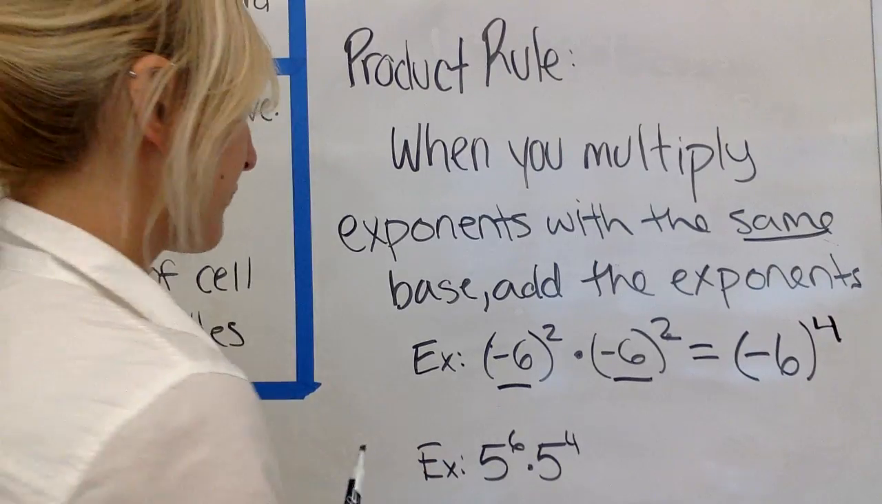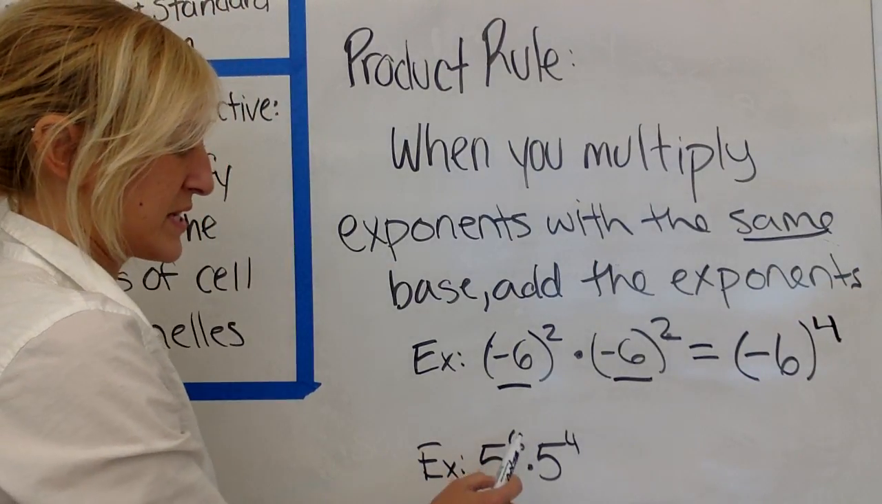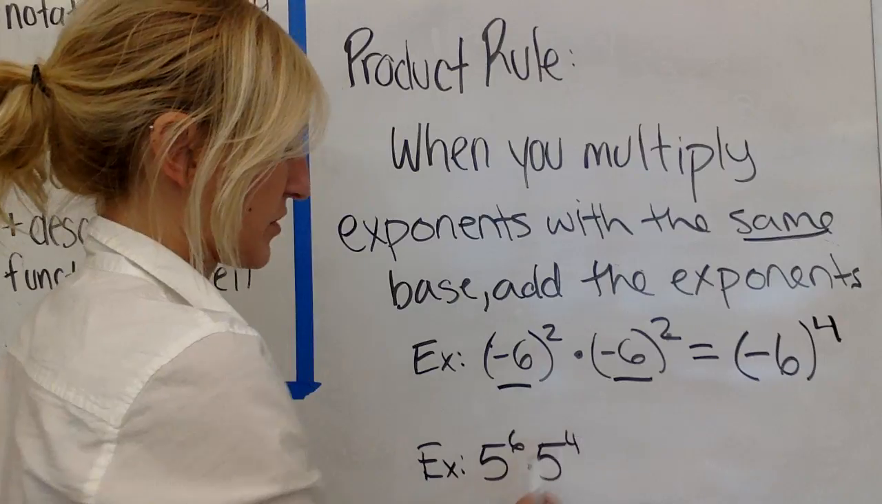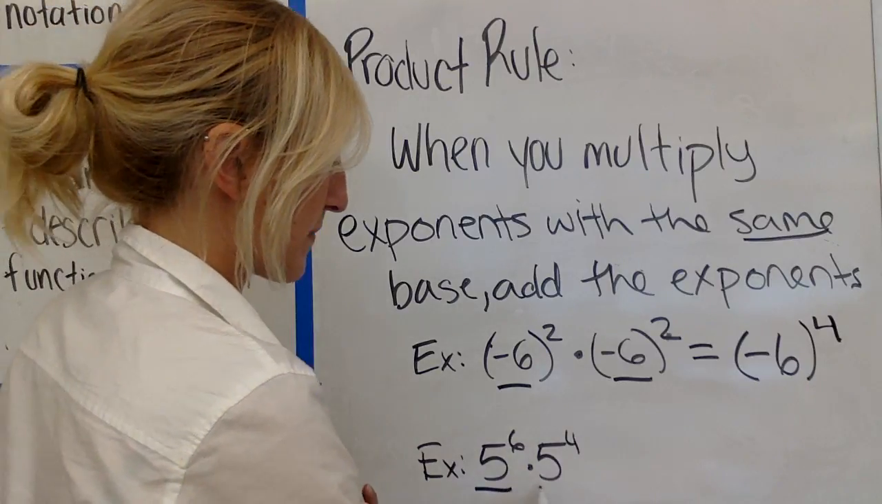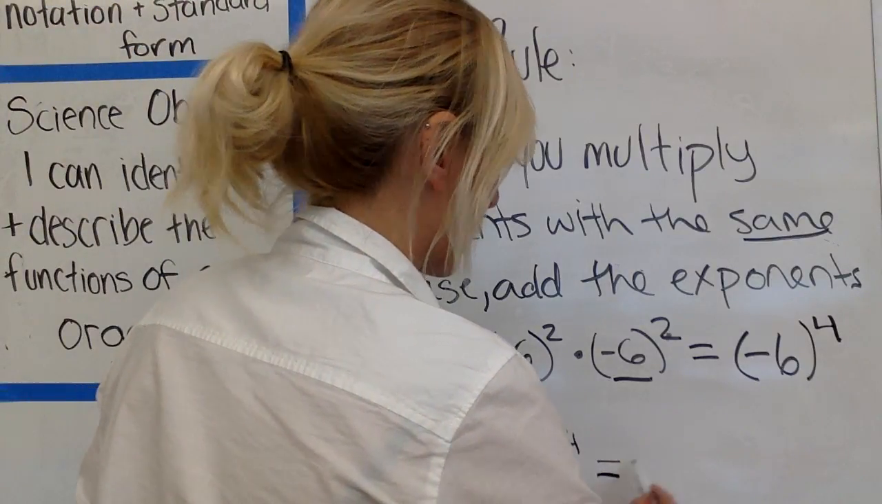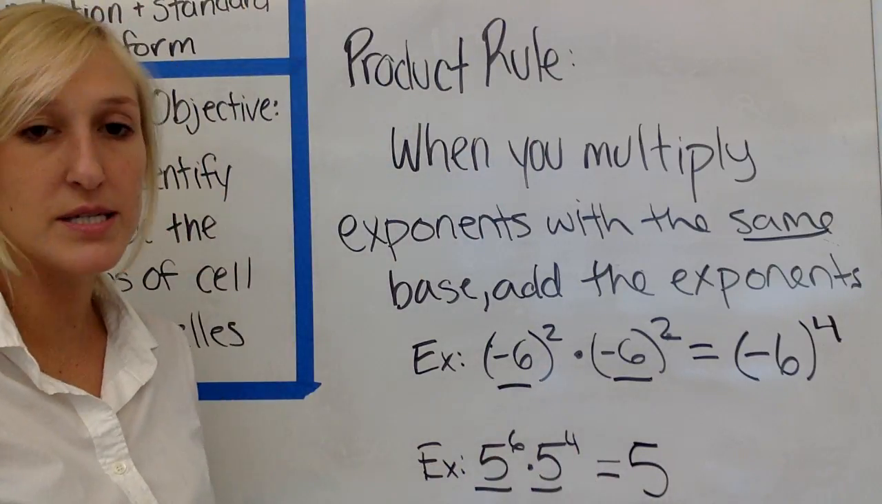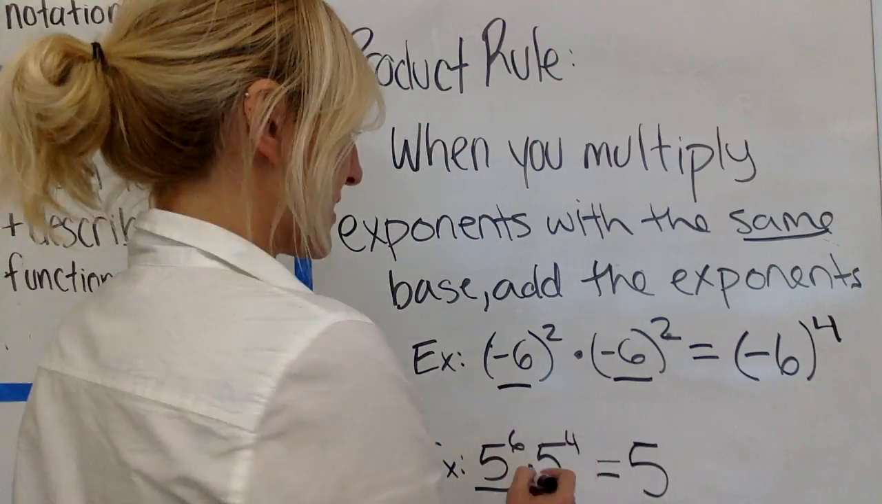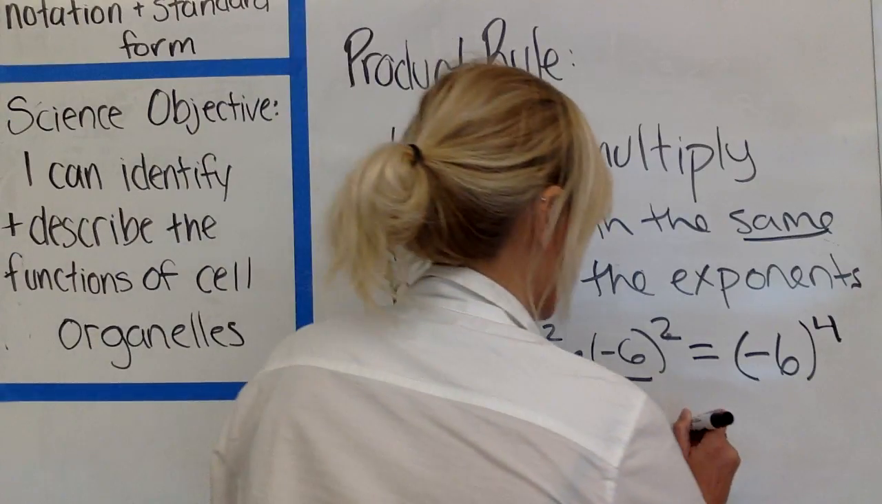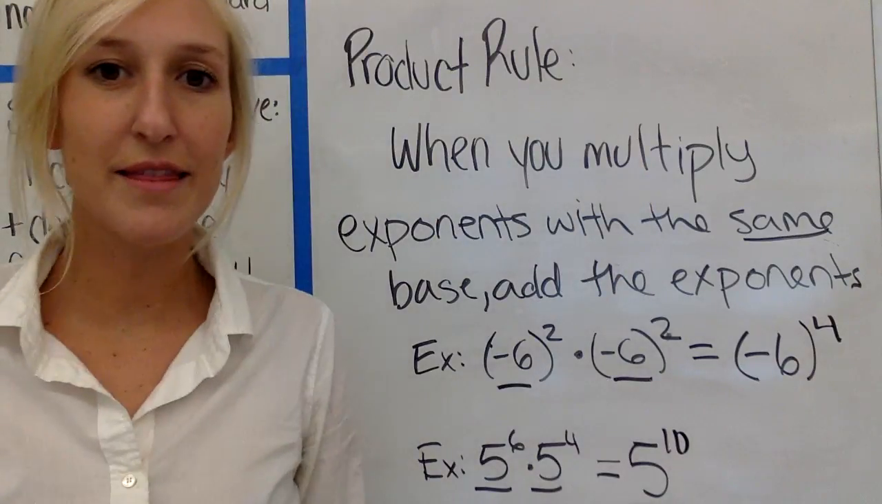Let's try one more. Our second example, 5 to the 6th times 5 to the 4th. Do I have the same base? Yes, my base is 5. So my base stays the same. But what do I do with my exponents? I add the exponents. So 6 plus 4 is 5 to the 10th.